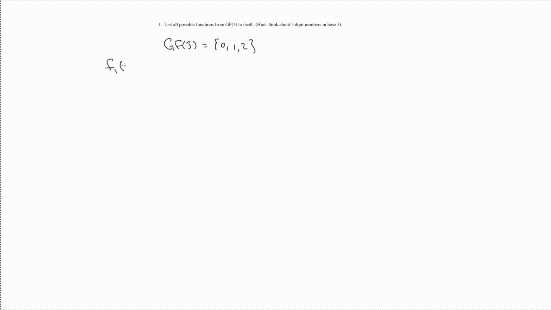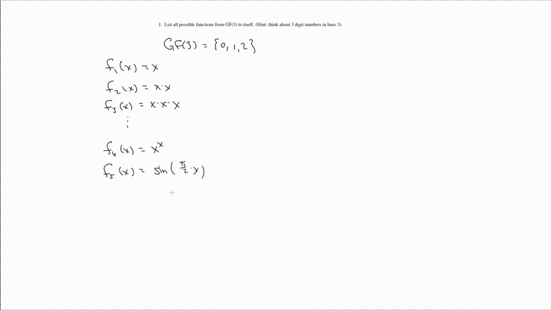because we can, for example, write f of x equals x, f of x equals x times x, f of x equals x times x times x, etc. We can also write things like f of x equals x to the x, f of x equals sine of pi over 2 times x, and many, many other possible expressions for describing functions.